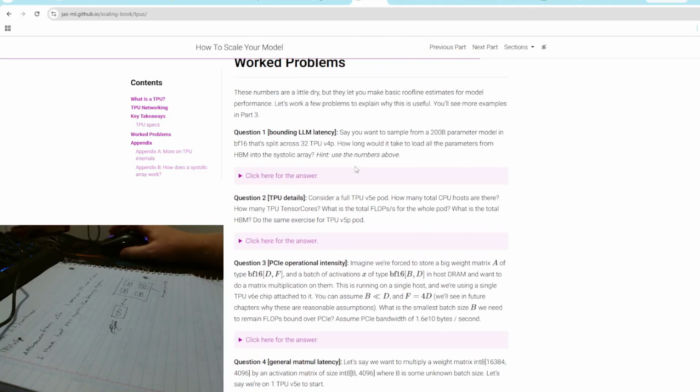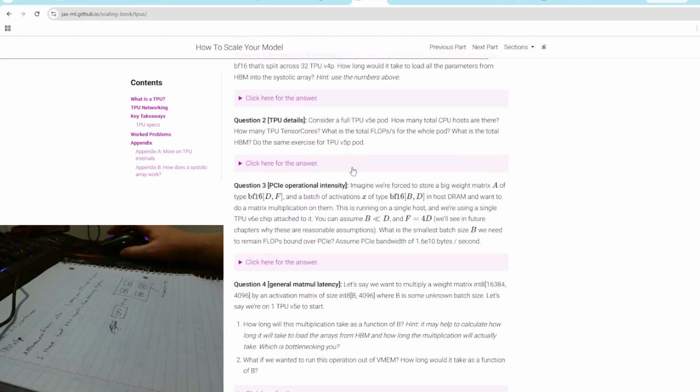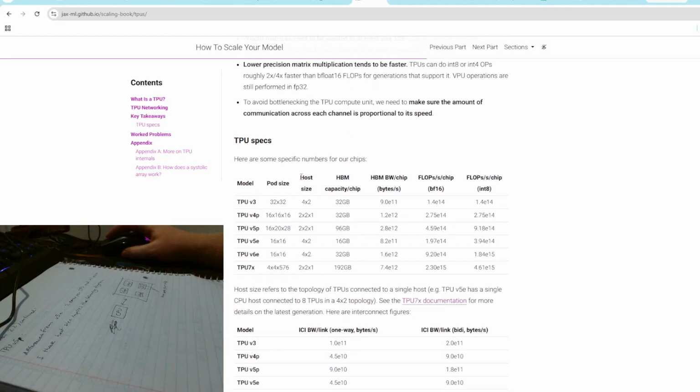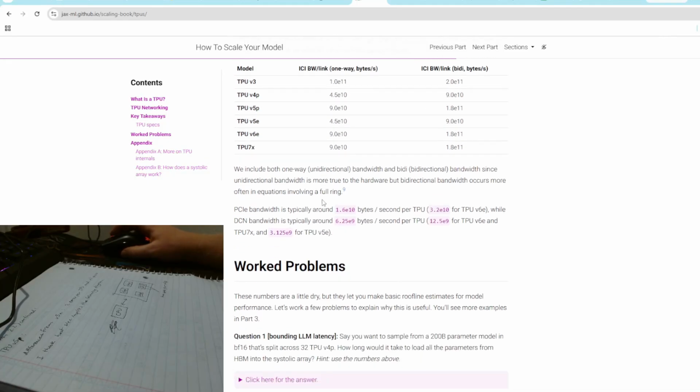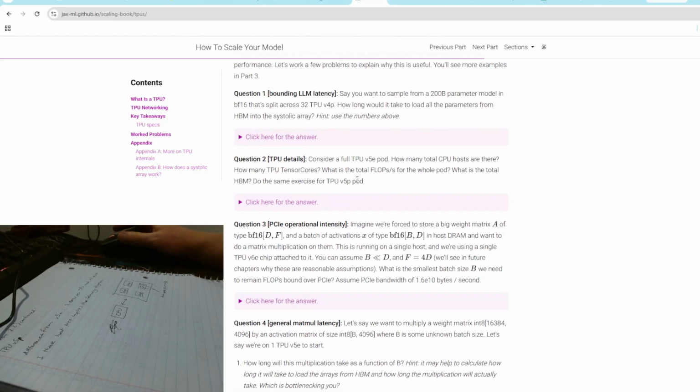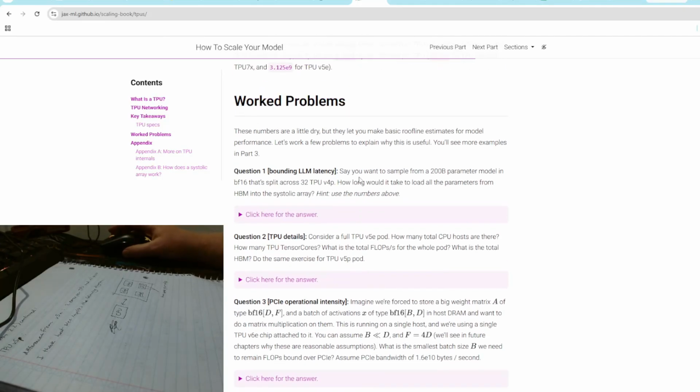This might be the first problem that I get wrong, just because it's difficult to know exactly what host size means. Some of these numbers. Well, let's keep going. Assuming that that's right.